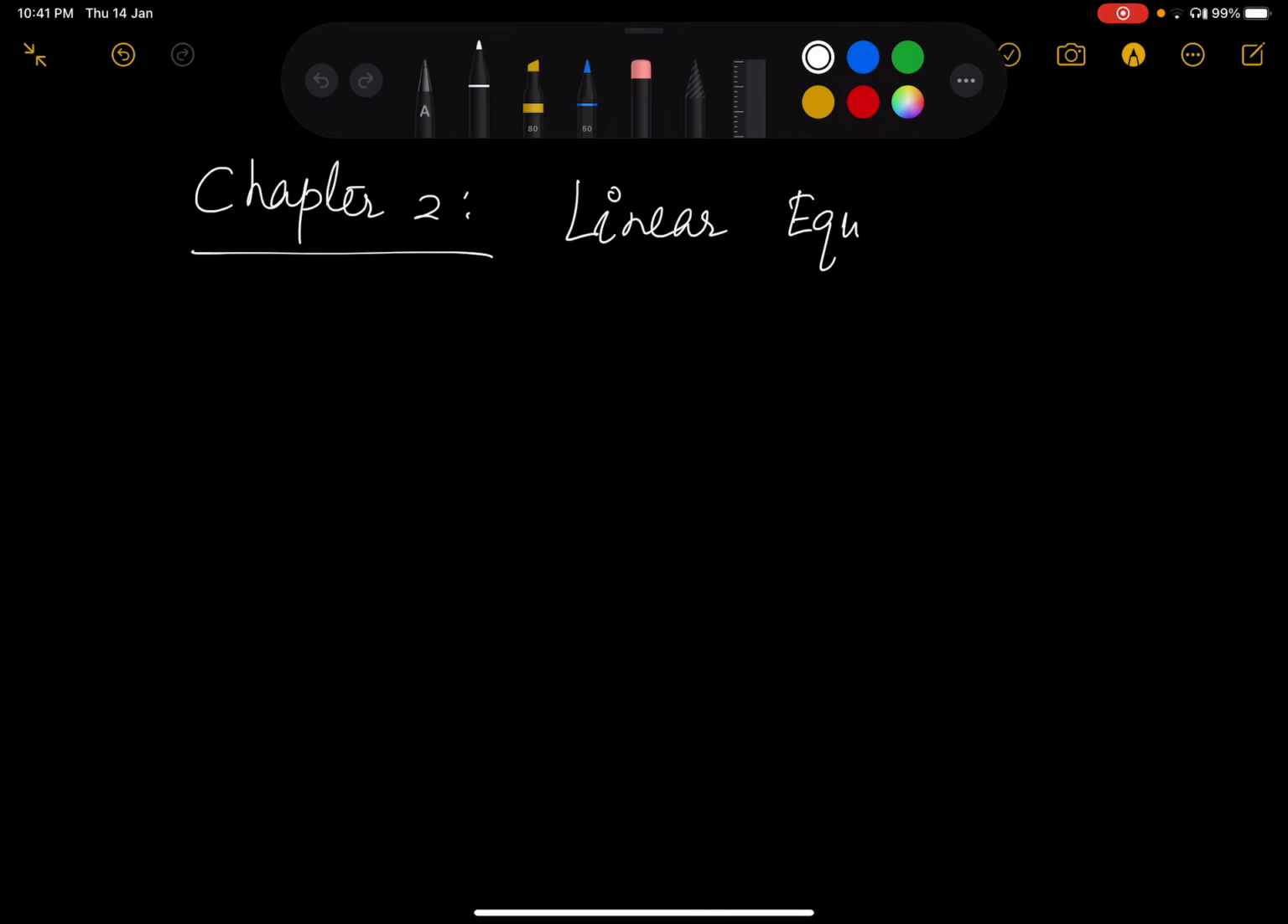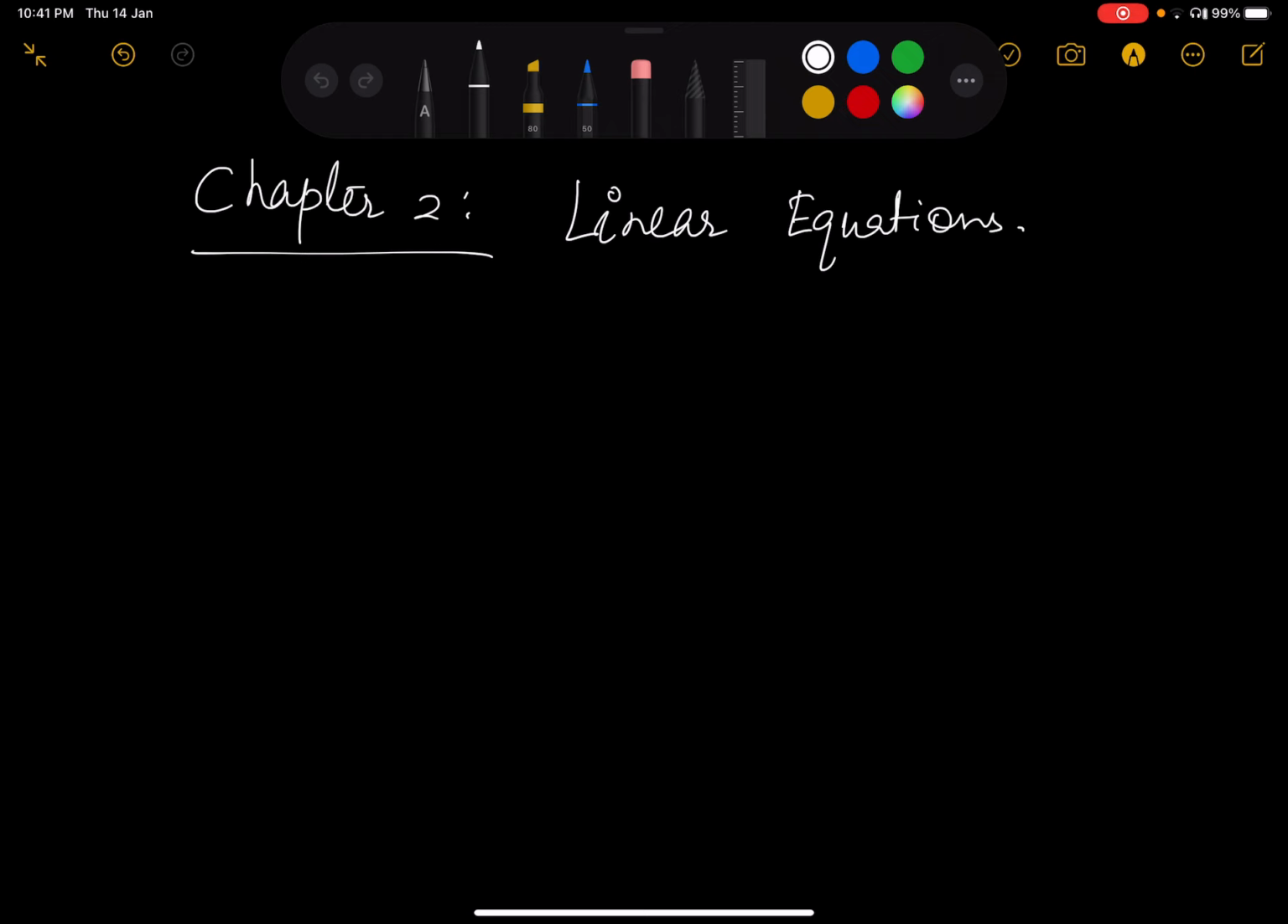So, in the NCERT syllabus, I have chosen mathematics of class 8 and chapter 2, that is linear equations. So today I will start teaching you linear equations.